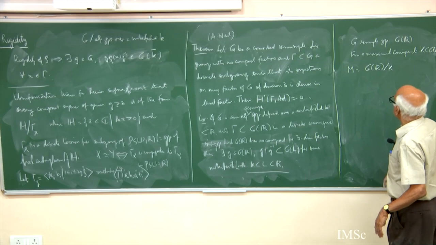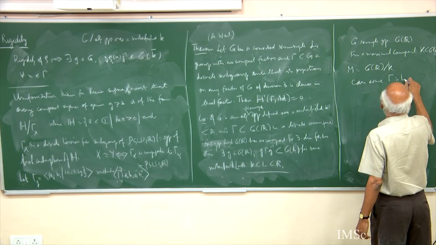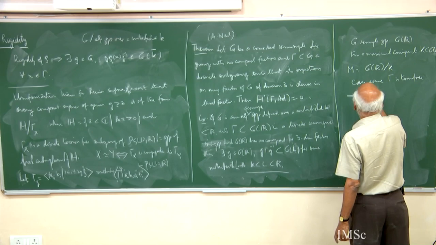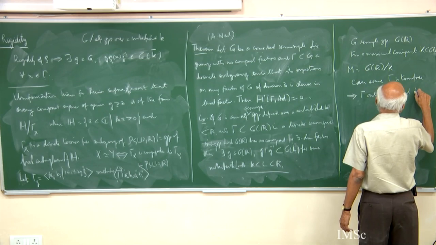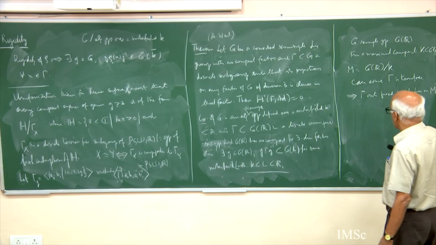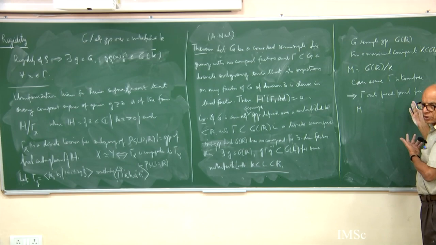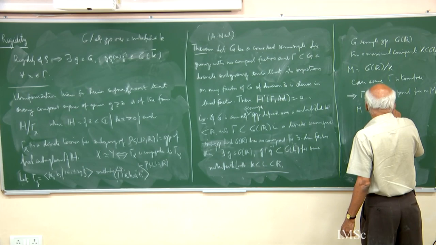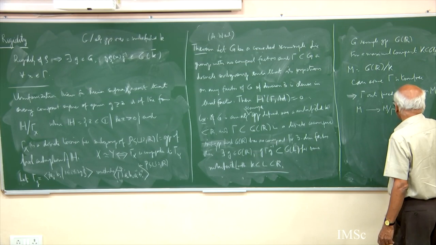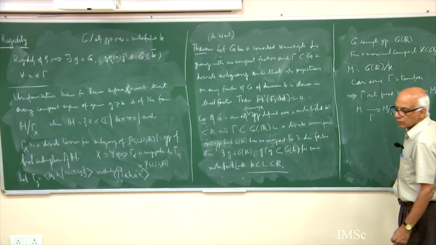So we can assume Γ is torsion free, which implies that Γ acts fixed point free on M. Not only that, it acts properly discontinuously because it is a discrete subgroup of G and K is compact. You have M to M over Γ. This is a compact locally symmetric space. And M is the contractible space.